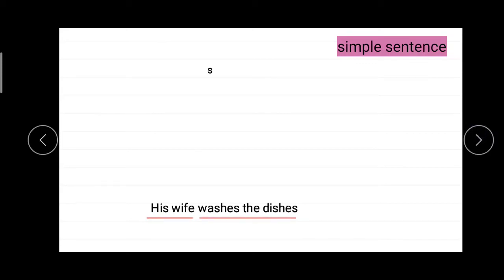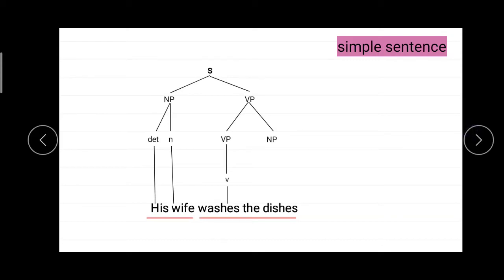We can write the noun phrase with its symbol, that is NP, and for verb phrase is VP. In this sentence, the noun phrase consists of determiner his and noun wife. Then the verb phrase consists of verb and noun phrase. The verb is just the simple verb washes, and the noun phrase consists of determiner the and noun dishes.